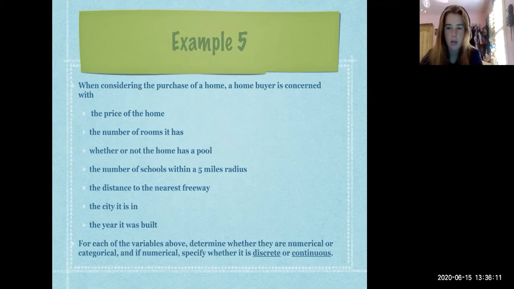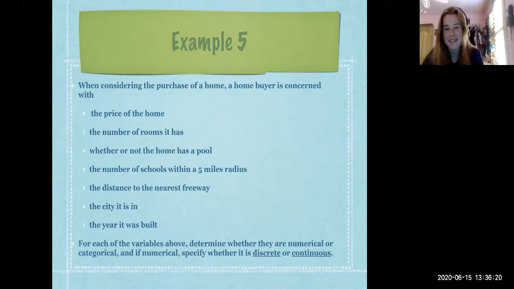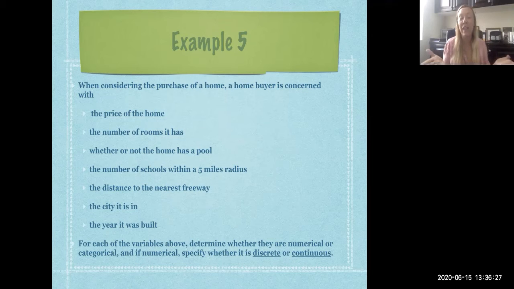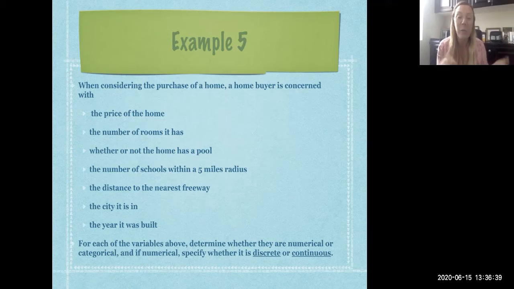I said that was numerical and discrete. Wait, now I'm thinking about it. I'm second guessing myself. Yeah, I said numerical and discrete, but it's probably categorical, isn't it? And why do you think it's categorical? Because it's a pool, but you're taking a number of it, so that's why I'm confused. I think it's numerical. I'm going to stick with my original answer. I'm sorry. No, that's fine. This is part of the learning process. So what makes you think there's a number attached to the pool?